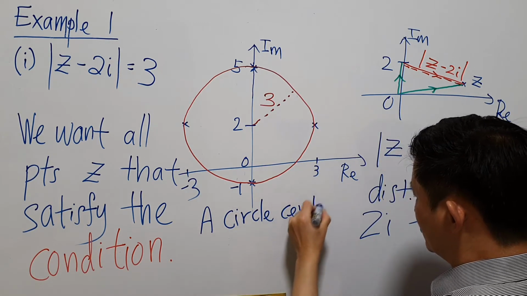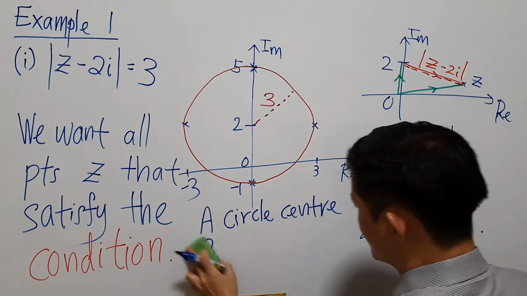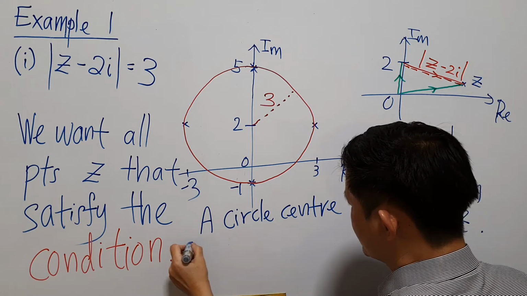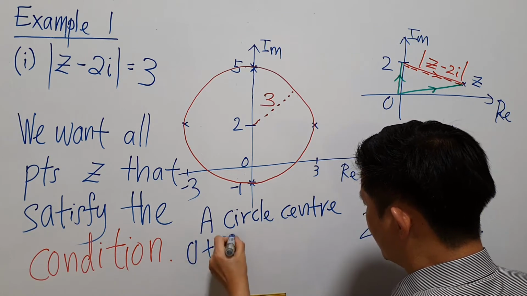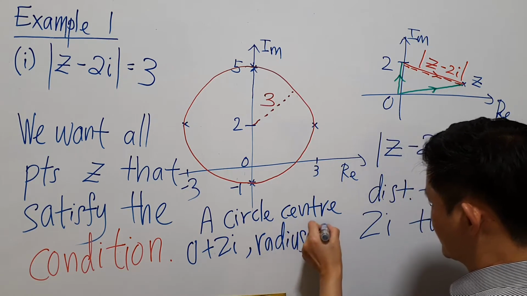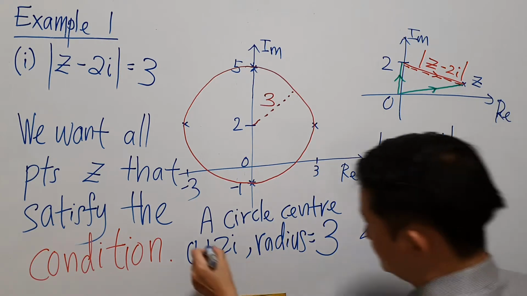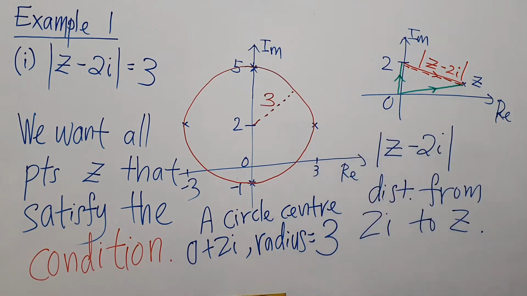center at 2i. In this case, it's 0 plus 2i, and the radius is equal to 3. Okay, so this is example 1, part 1. It ends up as a circle, center at 2i, and radius 3.